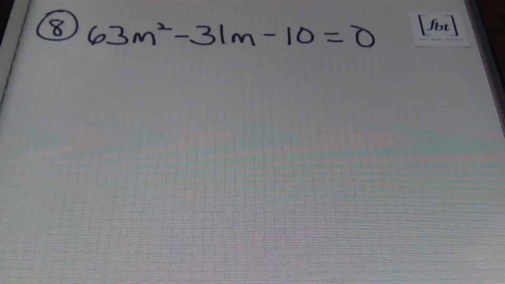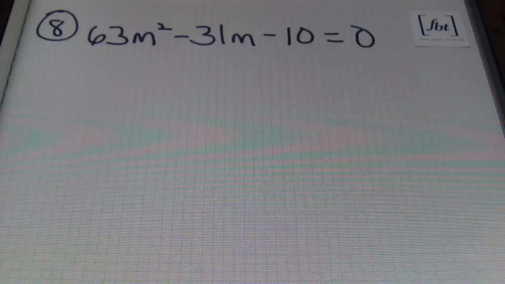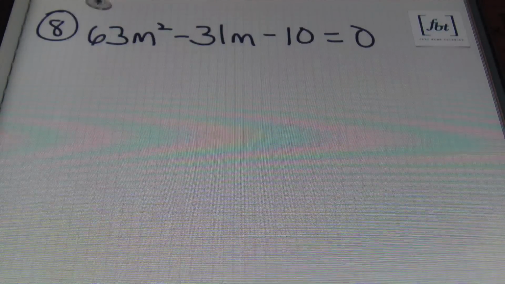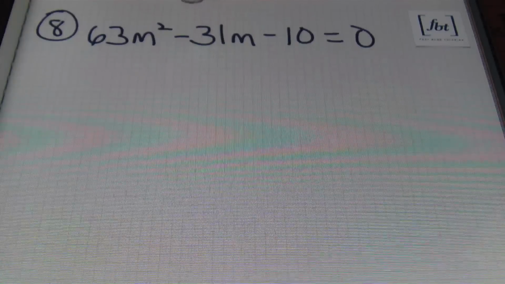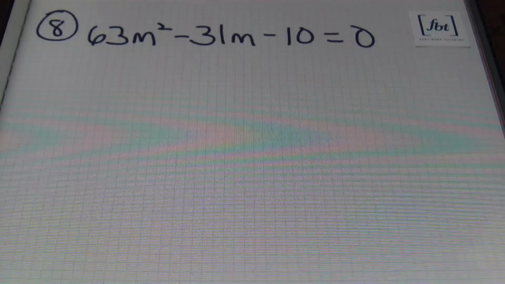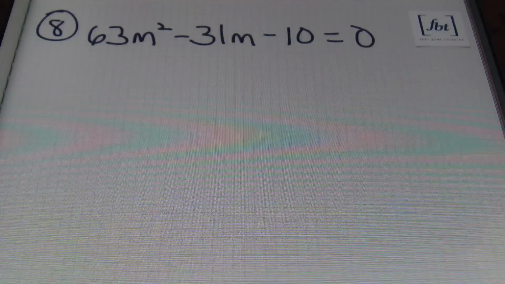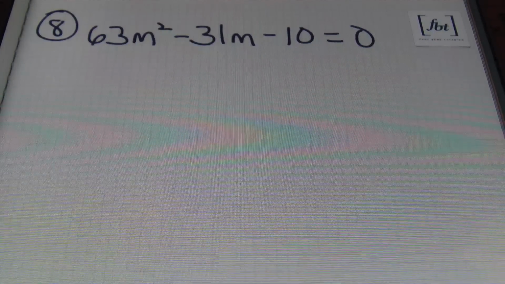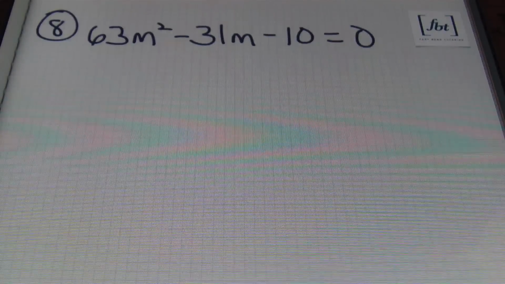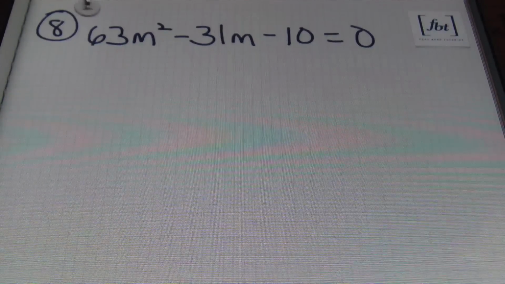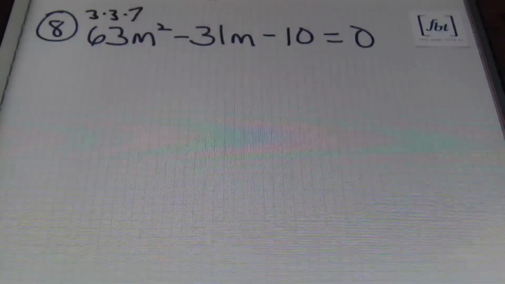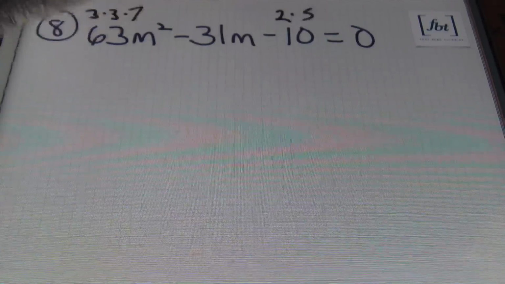Here in problem number 8, I have 63m squared minus 31m minus 10, and we're trying to find two factors of a master product of 63 times 10 that would subtract to give you 31. Ladies and gentlemen, I'm not going to be multiplying 63 times 10. That number's going to be huge. So instead, what I will use is the prime factorization of 63 and 10 to help me find factors that will subtract to give me 31. So looking at this, the prime factorization of 63 is going to be 3 times 3 times 7, whereas the prime factorization of 10 is 2 times 5.